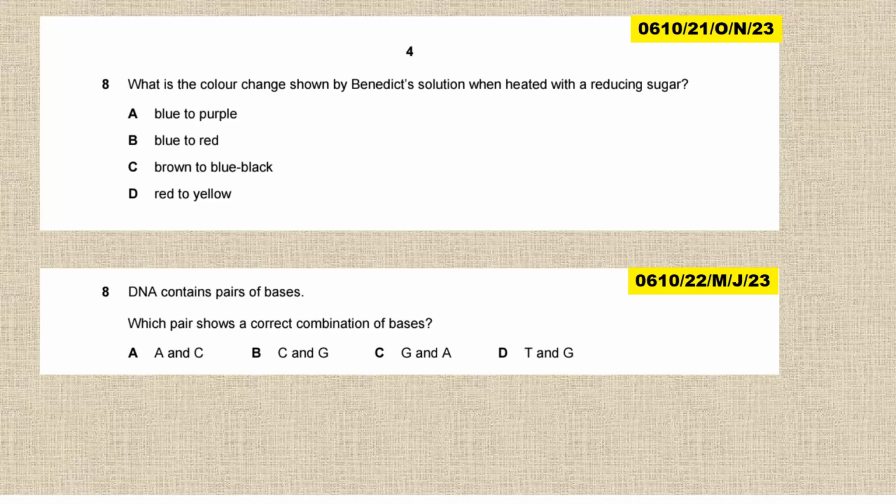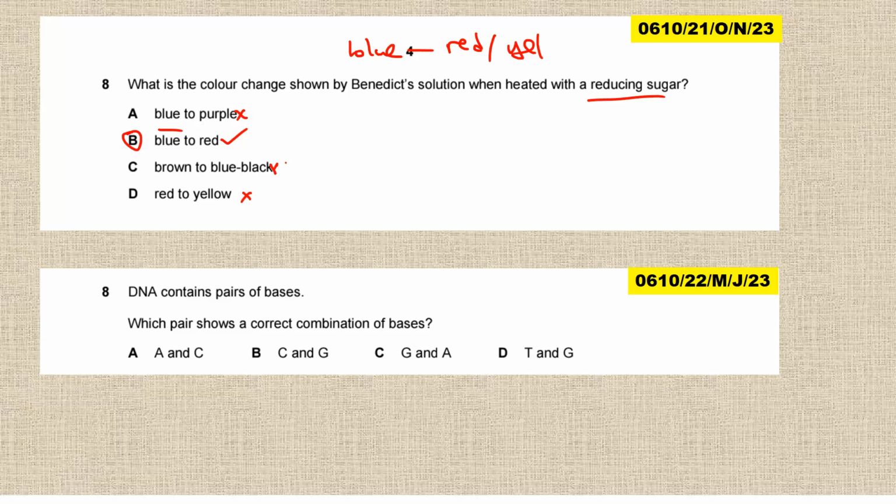This is paper 2, variant 1, October/November 2023. What is the color change shown by Benedict solution when heated with reducing sugar? So reducing sugars are present. Benedict solution is blue. It changes to red or yellow or green or brick red. So blue to purple, no. Blue to red, yes. Brown to blue-black, this is iodine. Red to yellow, no. So the answer is B.